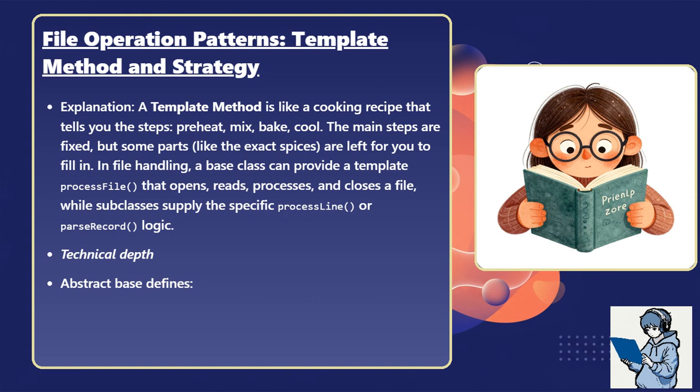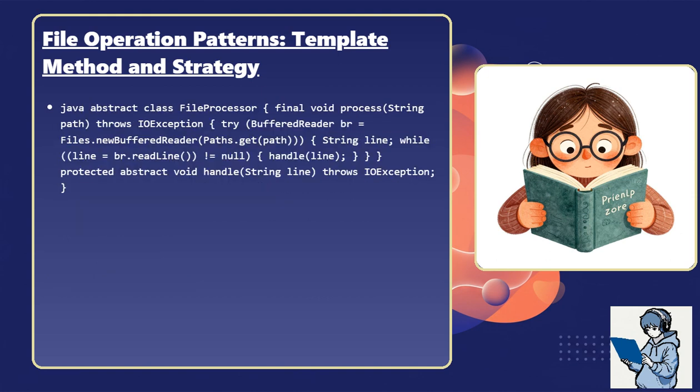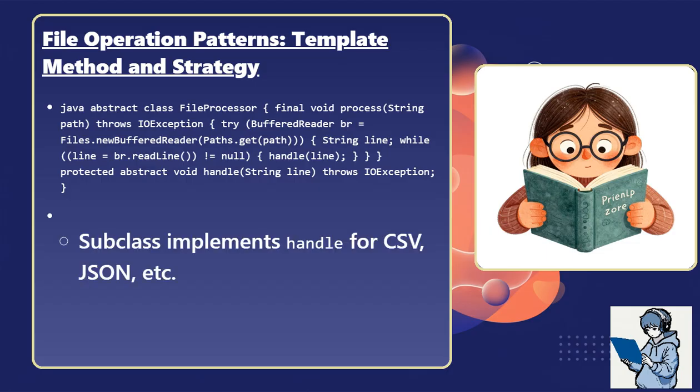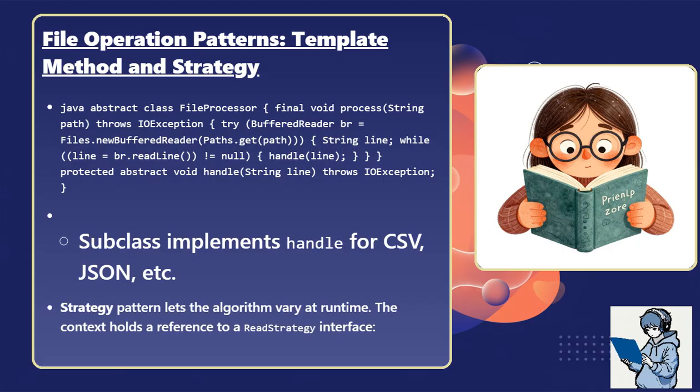Technical depth bullet: abstract base defines. An abstract class named FileProcessor defines a final method process that takes a string path and may throw IOException. Inside the method, it opens a buffered reader for the given path, reads each line in a loop, and calls handle on each line. It also declares an abstract protected method handle that receives a string line and may throw IOException. Subclasses implement handle for CSV, JSON, etc.